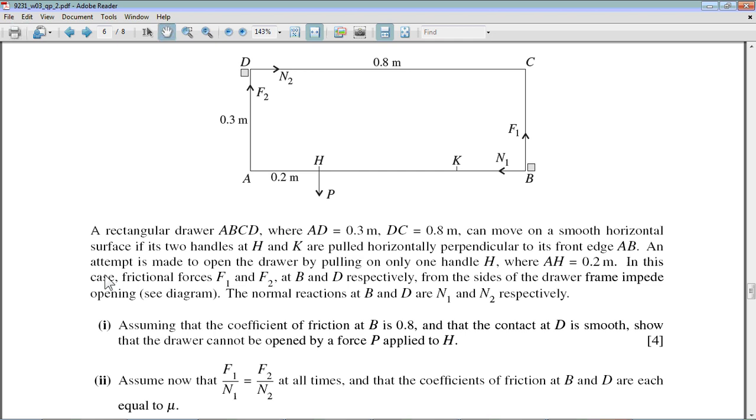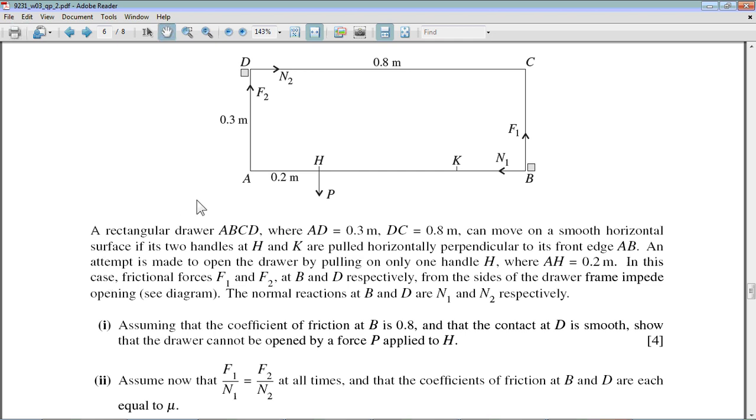You know, you've got your socks in the drawer and you want to open the drawer, but you're pulling using a force at position H only. You're not pulling at position K as well. Alright, so the normal reactions at B and D are N1 and N2 respectively. The first part of the question: if we assume the coefficient of friction at B is 0.8 and at D we have no friction, or smooth, we have to show that the drawer cannot be opened by a force P applied to H.